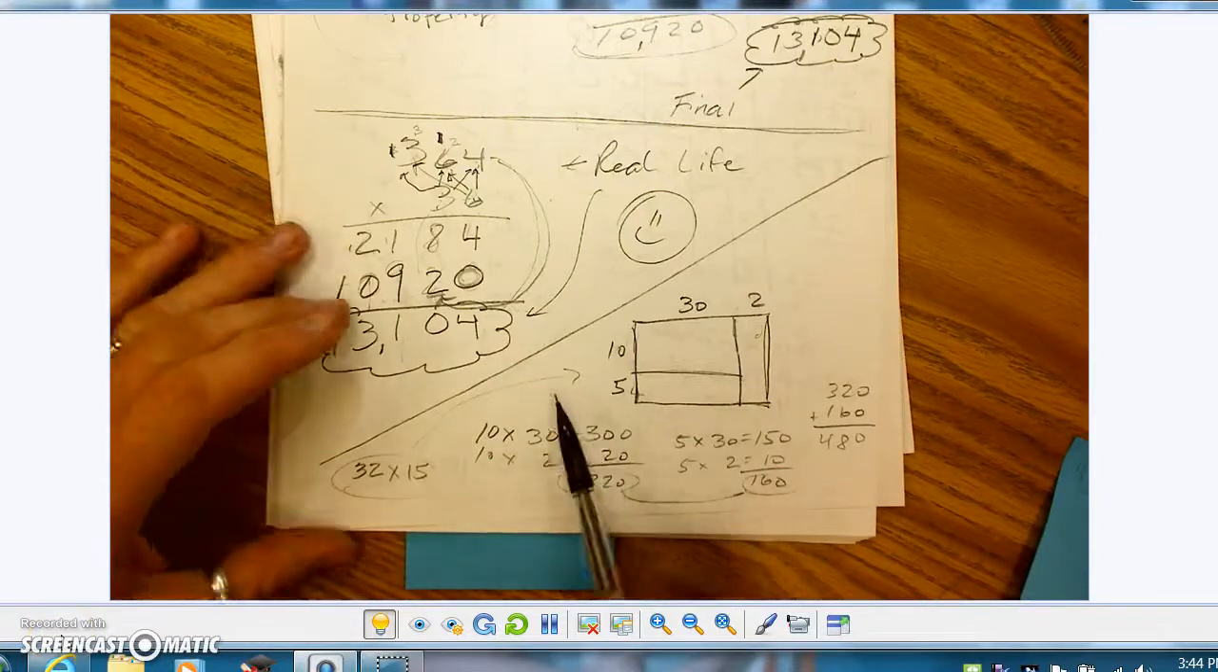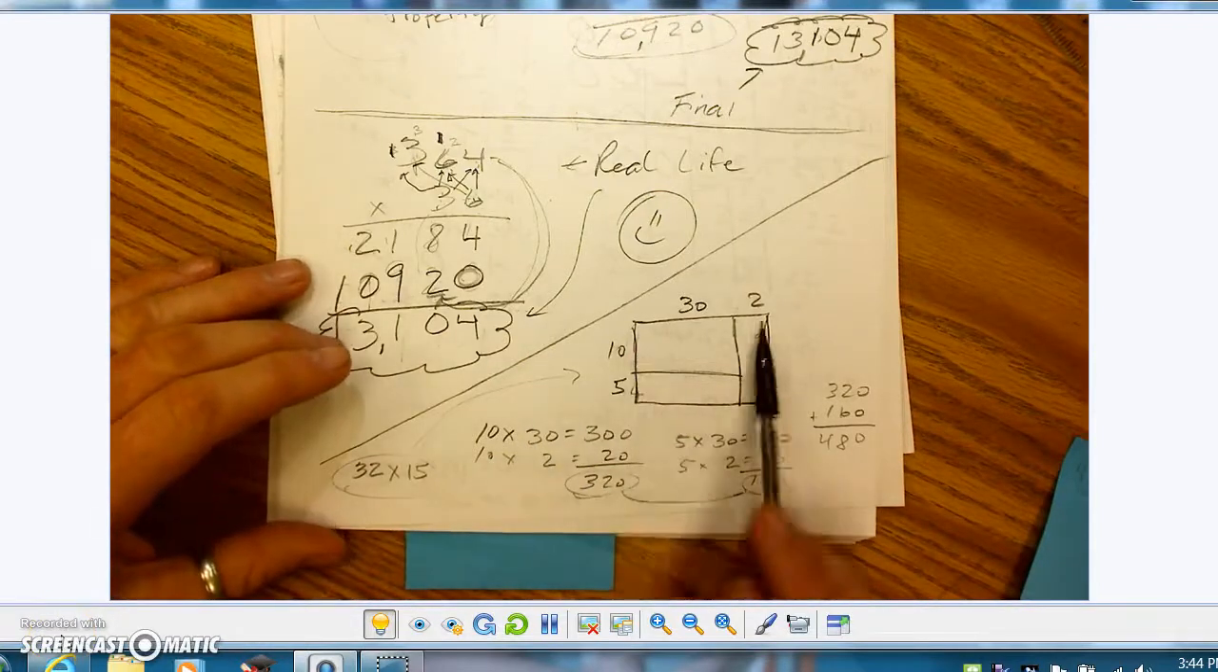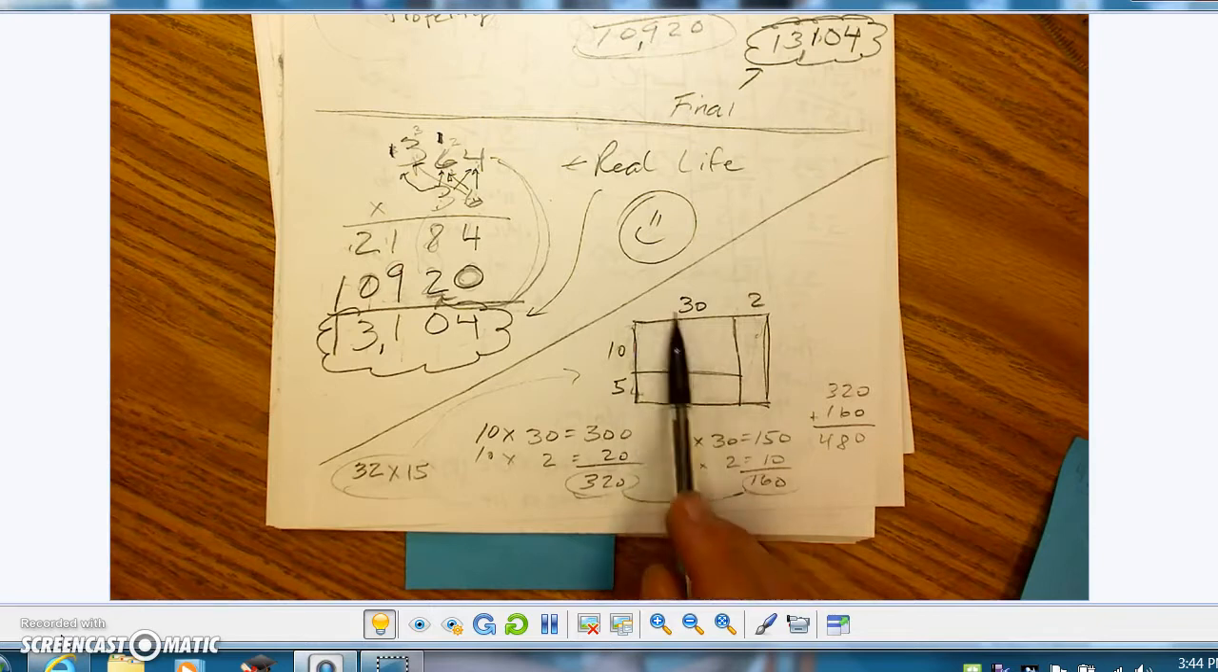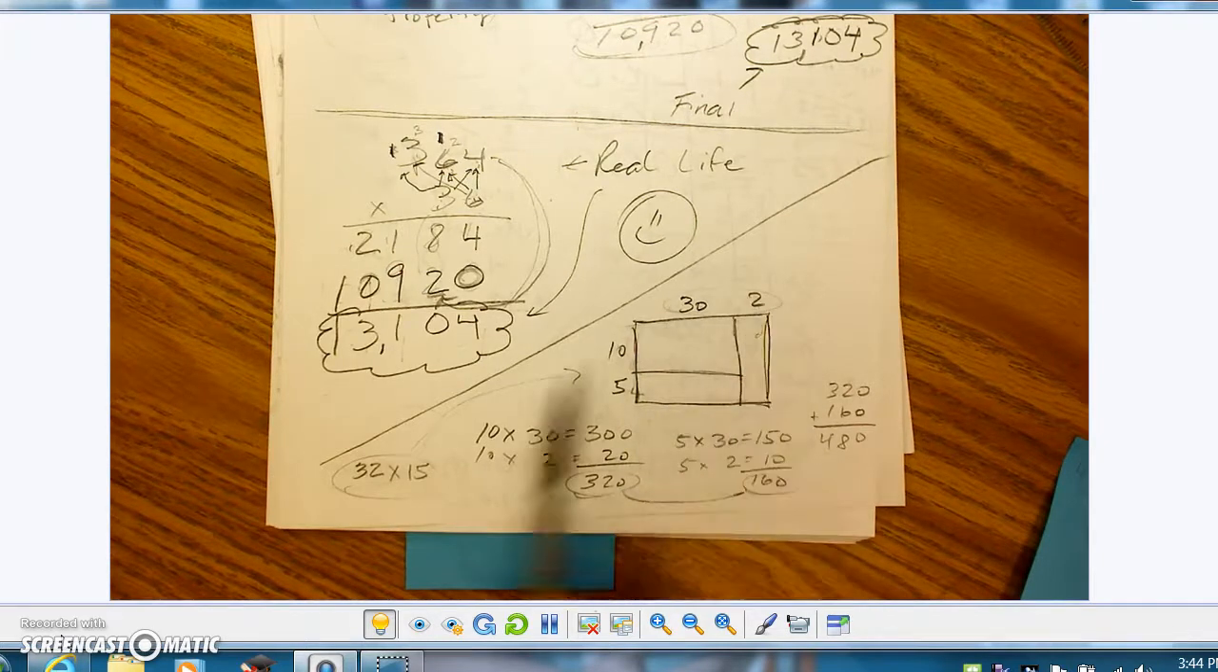Okay, so continuing, let's say we have this square, or sorry, this rectangle, and they're saying multiply this out, and you're like, what in the world is this? Well, you could look here, and it's 30 and 2, so that's going to be 32. 10 and 5 is 15. So you could go 32 times 15 if you feel good with your multiplication.